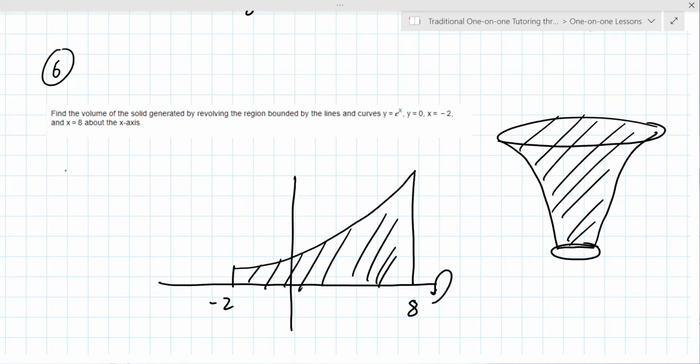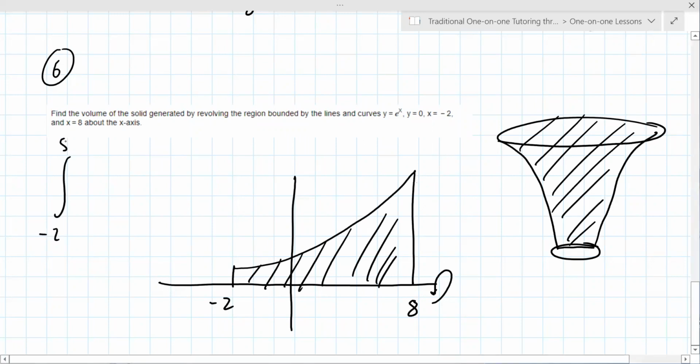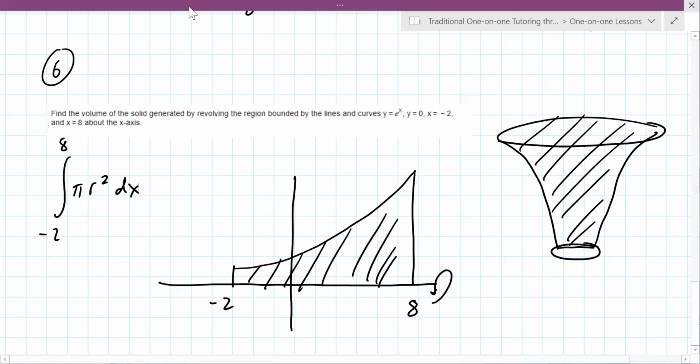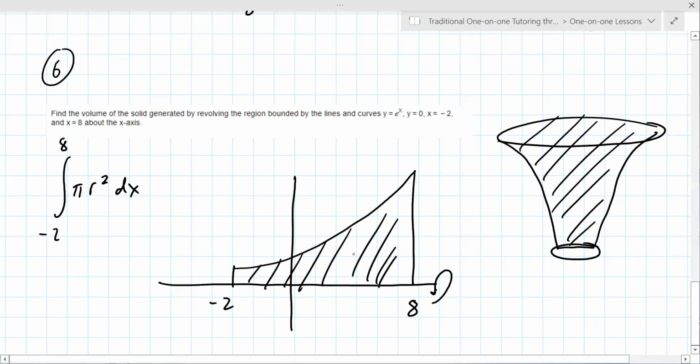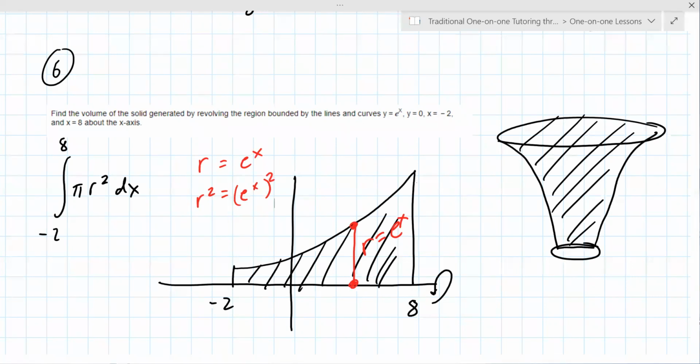So in terms of what you do here to integrate, it's from -2 to 8 pi r squared dx, and your r, your radius, is this thing right here. Your r is the function here, e to the x. Okay, so this is when, again, I would just go right to the calculator here, but it's e to the x squared, which is e to the 2x, and I'm just going to go to the calculator here to get this, but that's the idea. Okay.